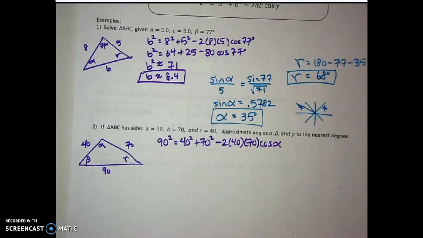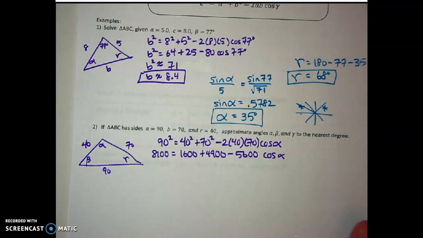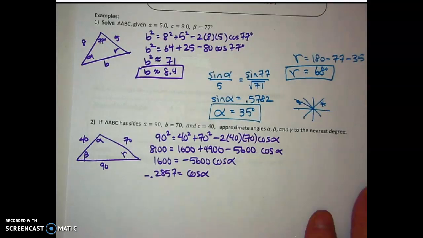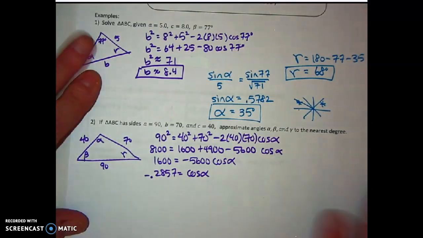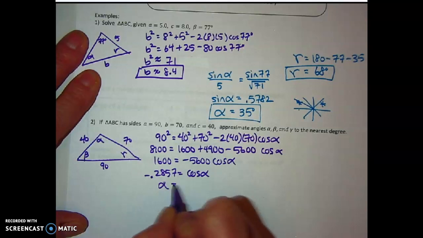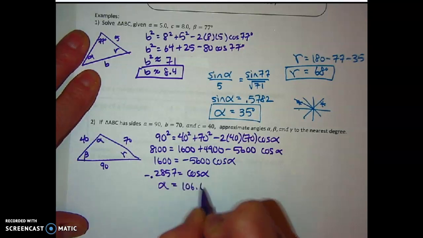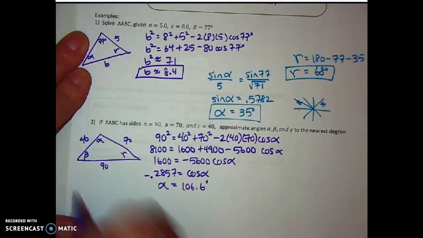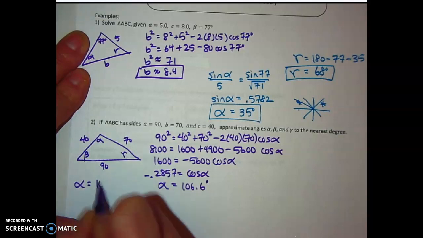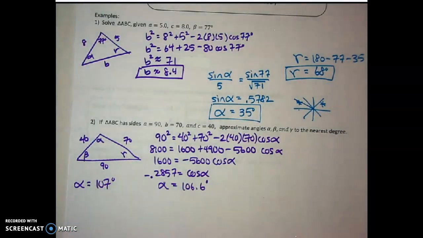First of all, just plugging the values in. And now go ahead and square and multiply and simplify those a little bit. And that's what I have in my first step, just squaring them and starting to move things away from my cosine of alpha. And the cosine of alpha is negative 0.2857. So now using the inverse cosine, I'm going to find that my alpha is 106.6 degrees. It wants it to the nearest degree, so alpha is 107 degrees.